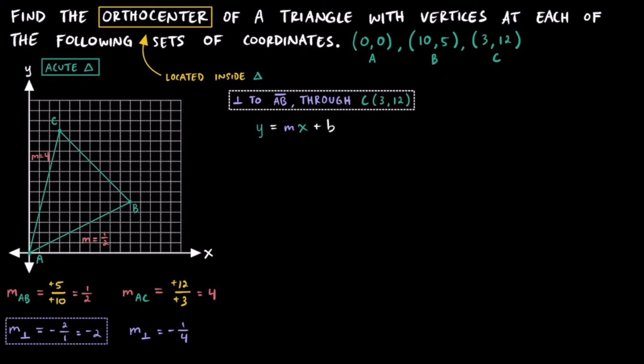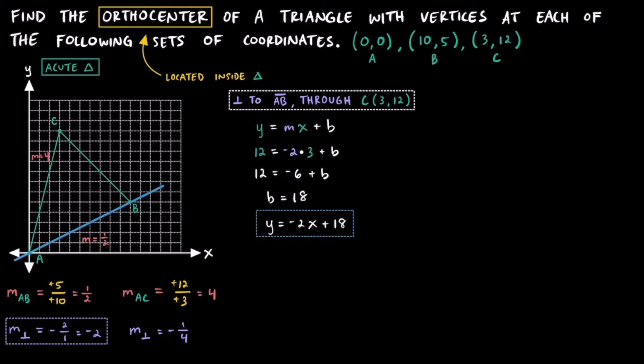While some people prefer to use point-slope form, like I do in another video, I'm going to use slope-intercept form here. Plugging in point C and the slope, we can write 12 is equal to -2 times 3 plus b, and multiplying -2 and 3, we can write 12 is equal to -6 plus b. Adding 6 to both sides, we find that b is equal to 18. The equation of the line that contains one of the altitudes is going to be y = -2x + 18. So here's where segment AB is, and this dashed line represents the equation we just found, y = -2x + 18.